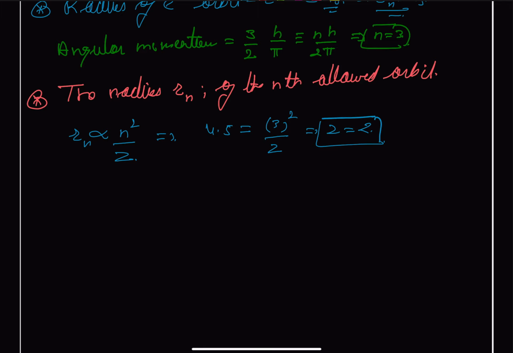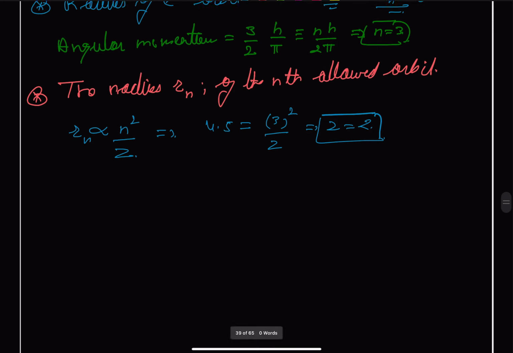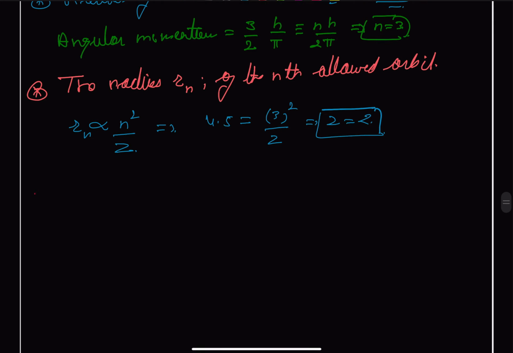Next, we are supposed to find the wavelength. So we can now use the Rydberg formula, and we can say 1 upon lambda is equal to R Z square, 1 upon n1 square minus 1 upon n2 square.